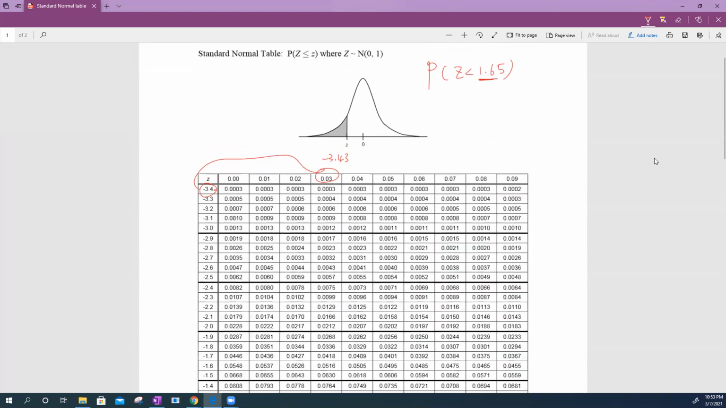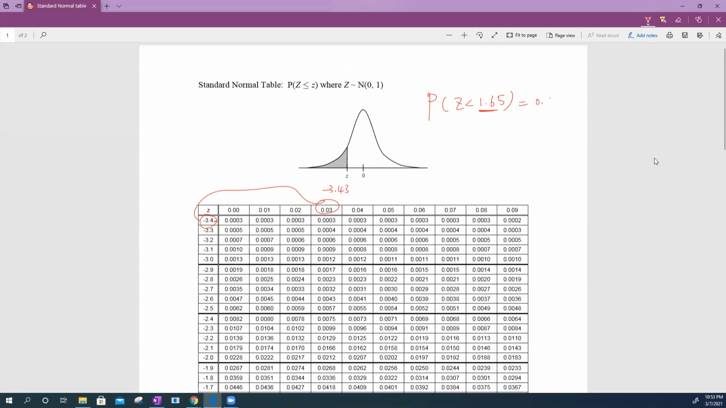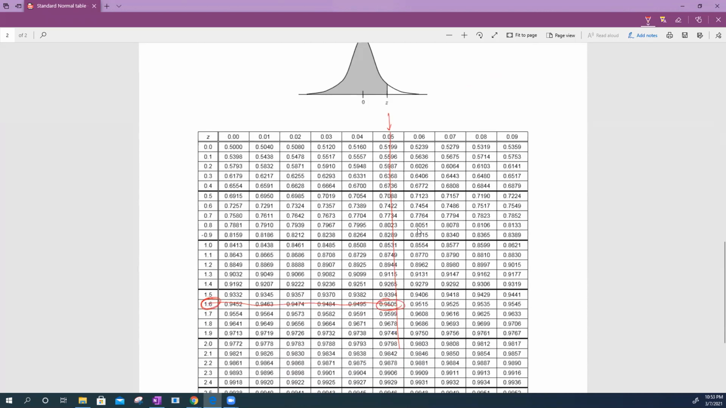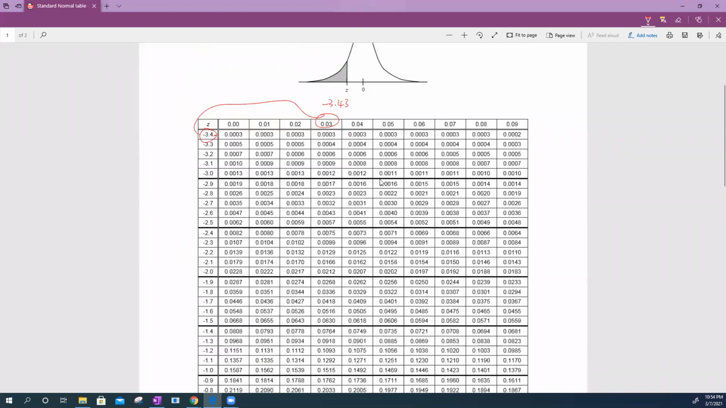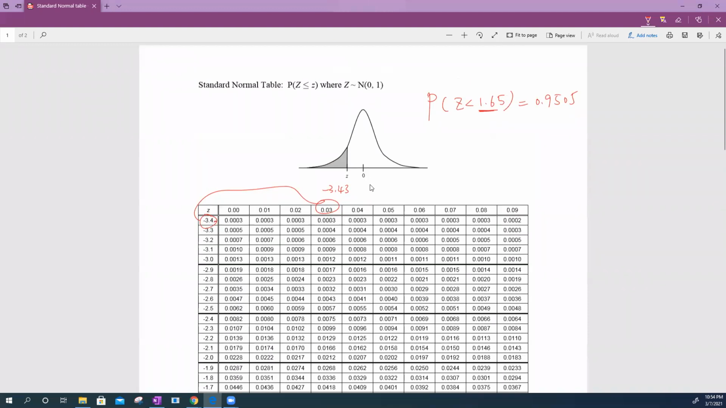Then we can just write it down, 0.9505. Let's double check. 0.9505. That's the probability of z smaller than 1.65. And that's how we read a standard normal table. We call this type of reading the regular type of reading, or the outside in. So knowing the z-score, we want to find the probability or the area. That's how we do it.